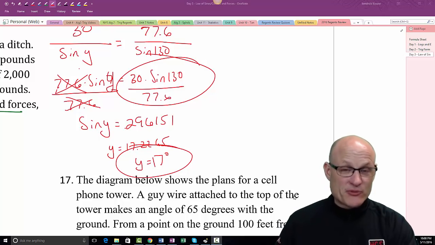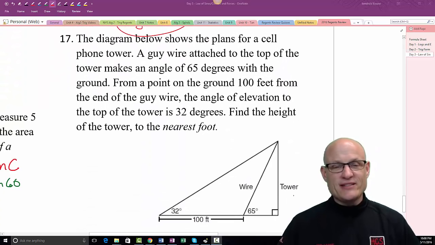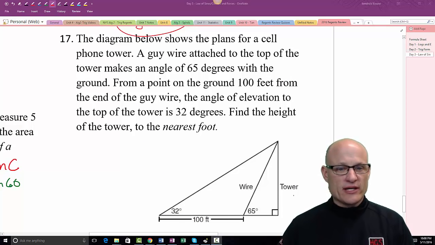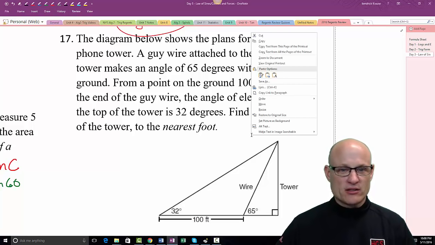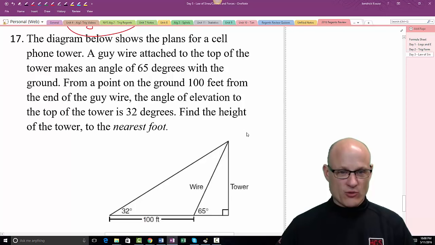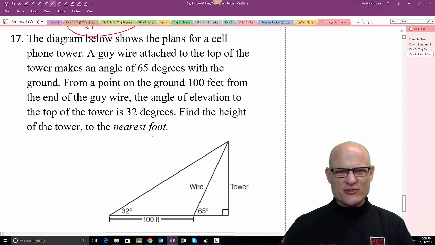Now this says problem 17, but I actually think it's like problem 23 or something like that. So this diagram shows plans for a cell phone tower. It's called a guy wire, those wires that run on the ground to the poles. It attaches to the top of the pole. Now, look, you're looking at this diagram. Probably a 4-point question, could be a 6-point question.